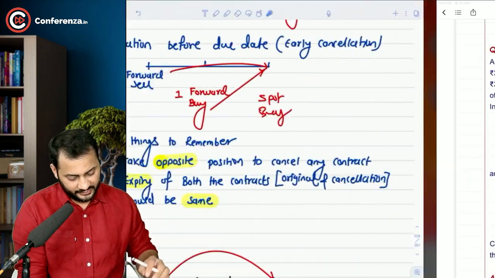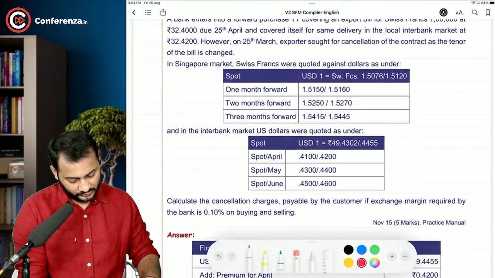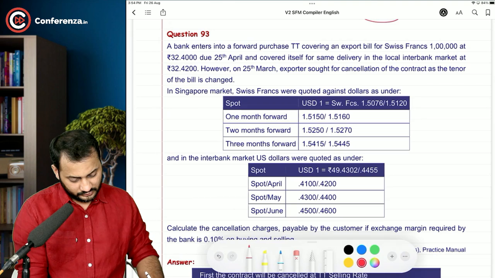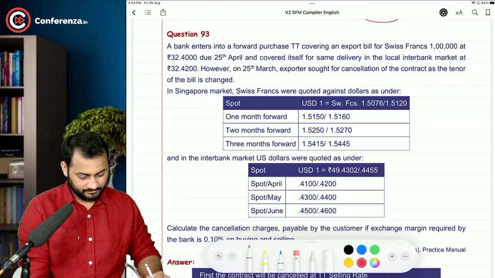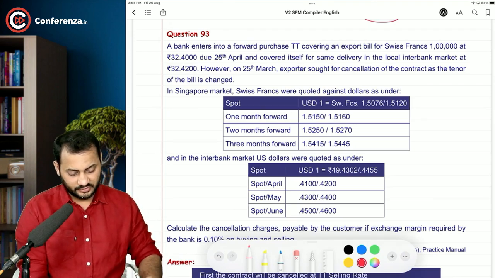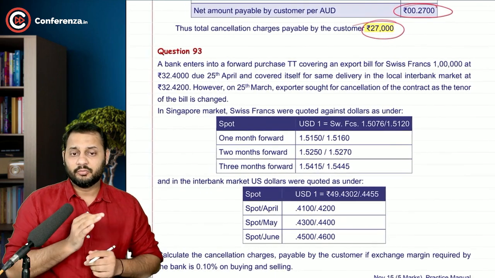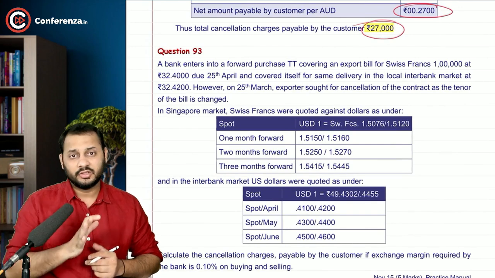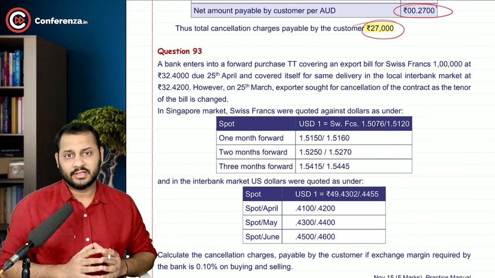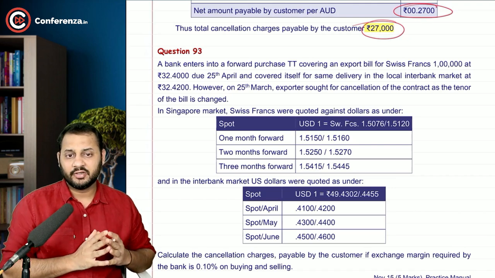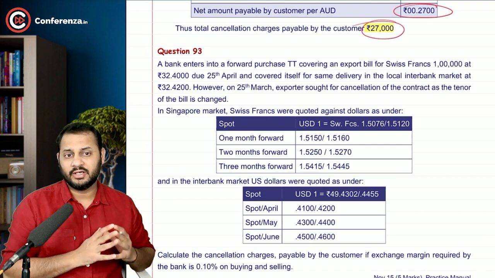Question number 93. Yes. Let's come to question number 93. See, this is a great question, and you can put this question only for the early cancellation. A bank enters into a forward purchase TT covering an export bill of Swiss franc 1 lakh.